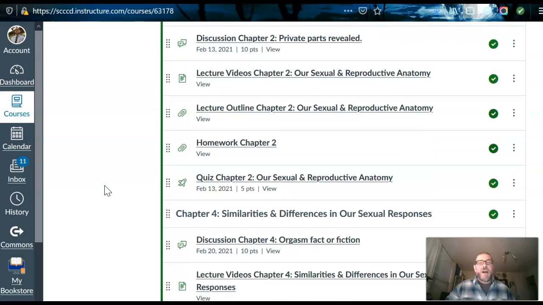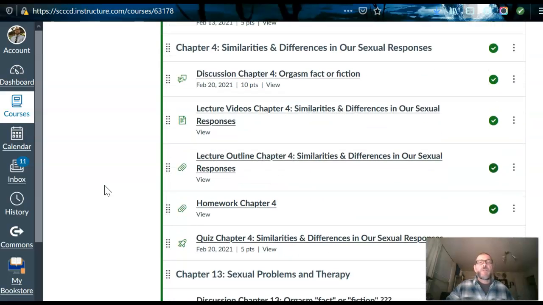Our next chapter in this section here is Chapter 4. Similarities and differences in our sexual responses. And so we're going to be taking a look at what actually happens from start to finish, from how we get excited or aroused or turned on, if you will, how we show signs of that sexual arousal, and what the actual consequences are, for example, ending up in orgasm and what happens after that too.